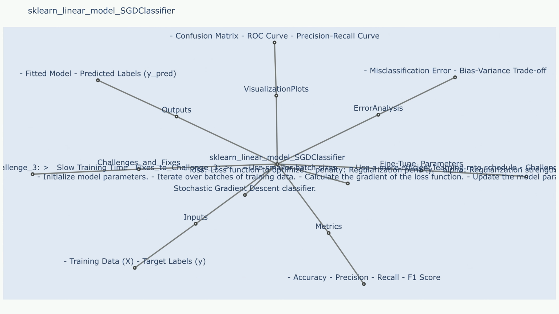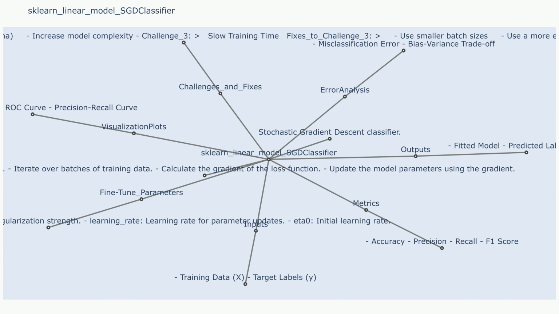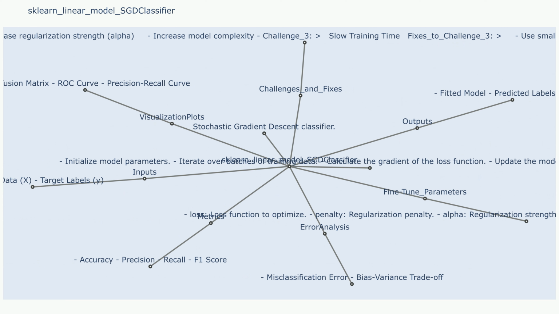Challenge 2, data scaling. The performance of SGD can be sensitive to the scale of features. Features with larger magnitudes can dominate the optimization process, leading to biased gradients and slow convergence. Sample use case: a dataset with features having widely different scales might lead to slow convergence and poor performance.